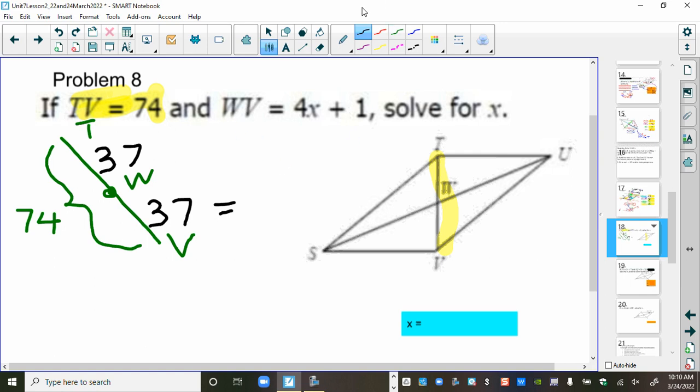So from W to V is 4x plus 1. But we found out W to V has to equal 37. So now, are we at a point where we can solve for the x? All right, really quick, I want you to do that, please, as I update attendance.